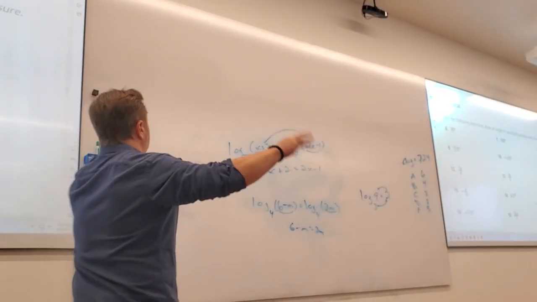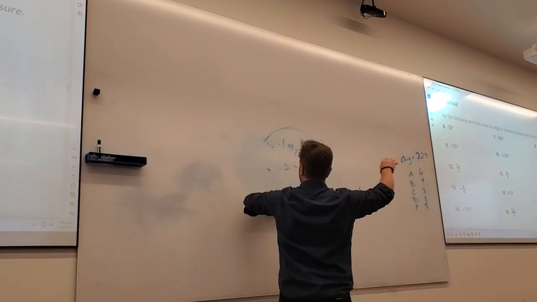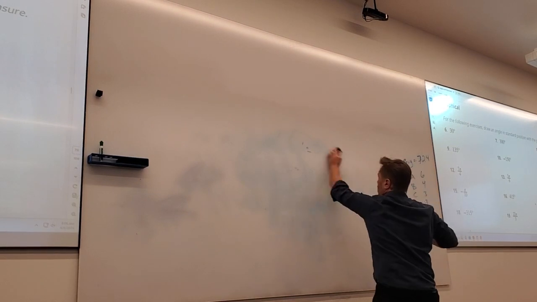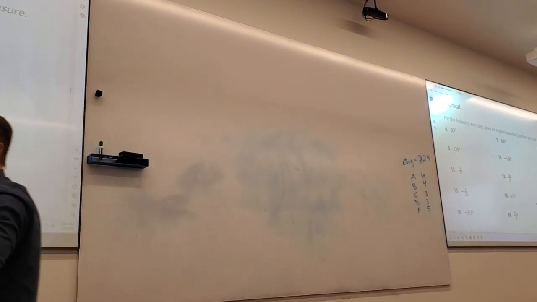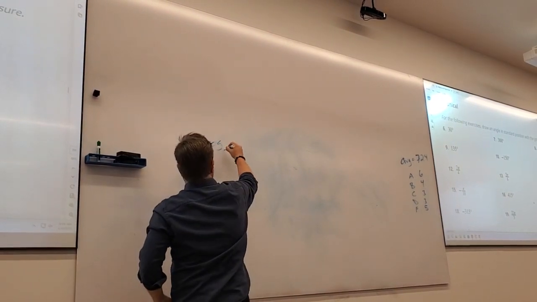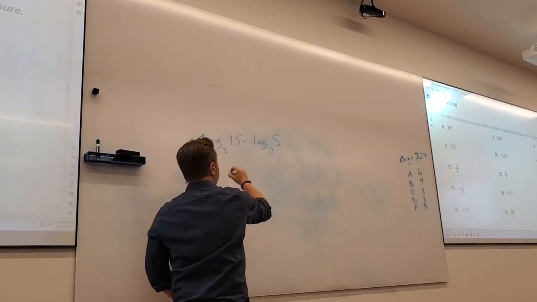So real quick, I know you asked about part B. I'm going to talk about A real quick, then I'll come back to B. So if I gave you a problem, log base 3 of 15 minus log base 3 of 5, what would you do?